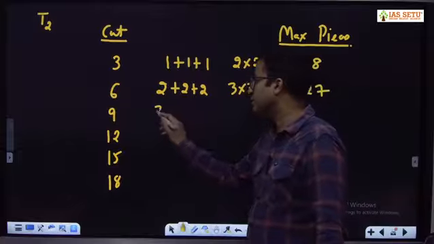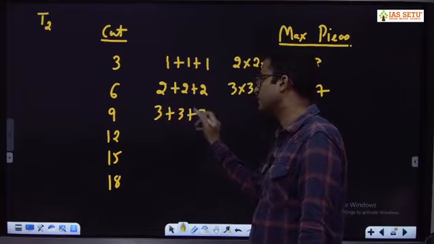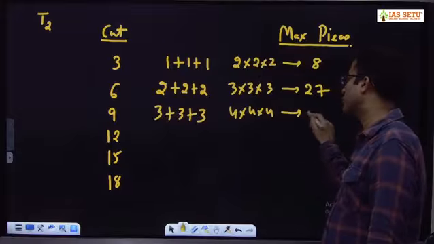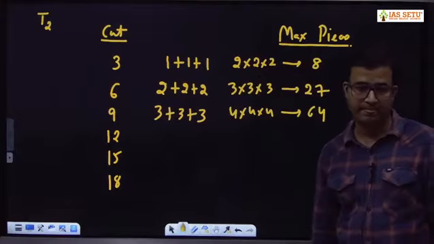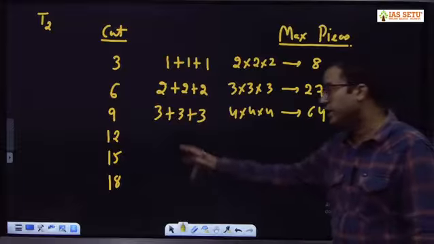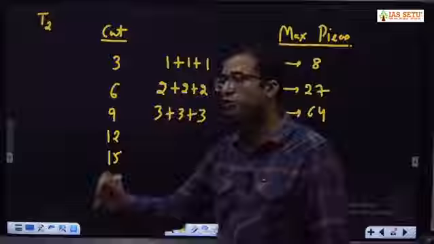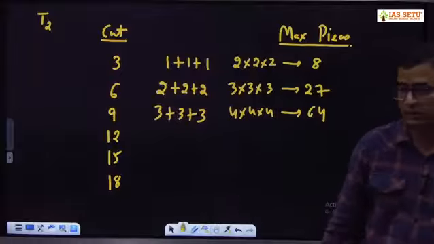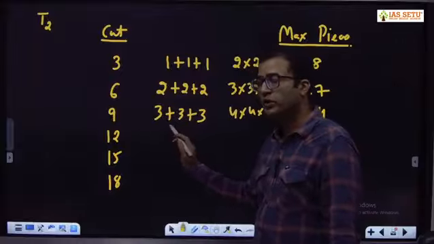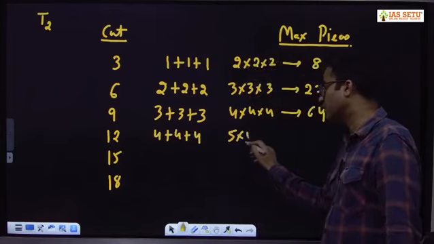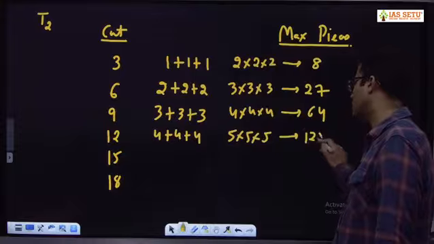Nine cuts, 3 plus 3 plus 3. So here it is 4 into 4 into 4, 64. With 9 cuts, what is the maximum number of pieces possible? 64. Now take your time. If I ask you to make 12 cuts on a cube, what is the maximum number of pieces you can make? So here what you can do: 4 cuts on X, 4 cuts on Y, 4 cuts on Z, number of pieces 5 into 5 into 5, 125.